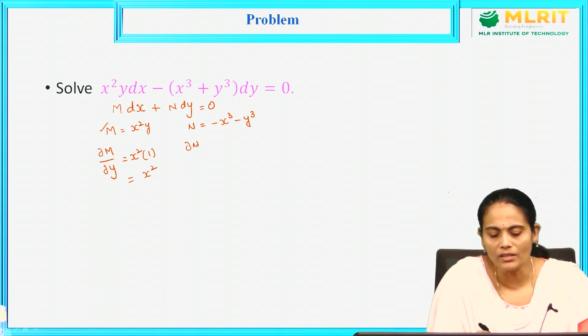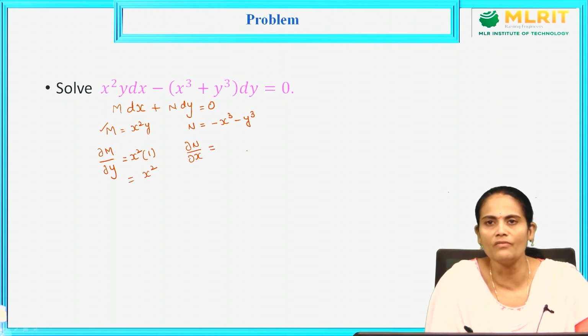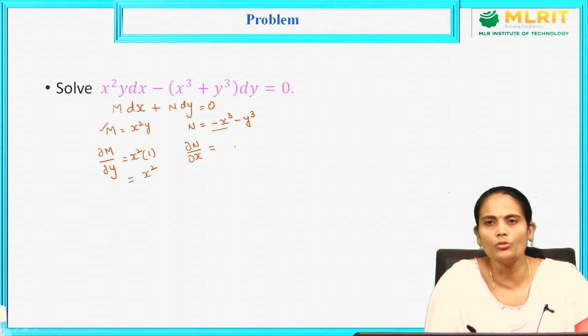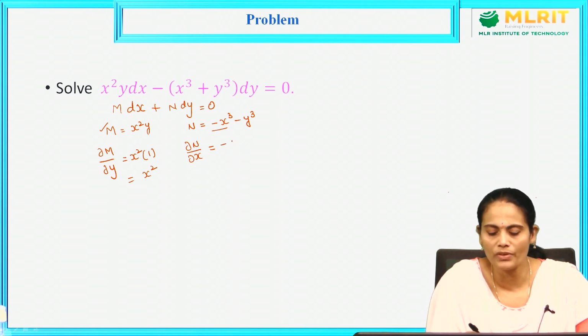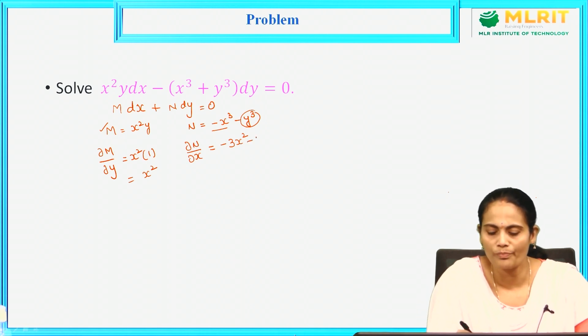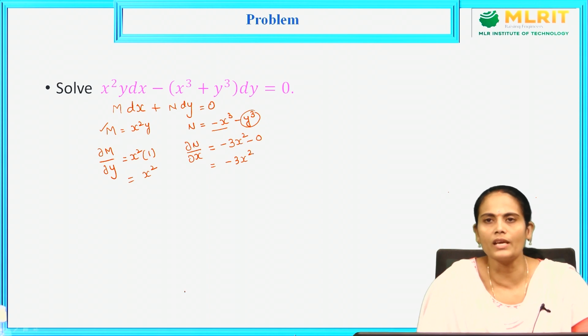Then now find ∂N/∂x, differentiating partially with respect to x, treating y as a constant. Now, the derivative of x cube is 3x squared. Before that we have the minus, so put minus 3x squared, and y cube is a constant. The derivative of a constant is 0. So, ∂N/∂x value is minus 3x squared.